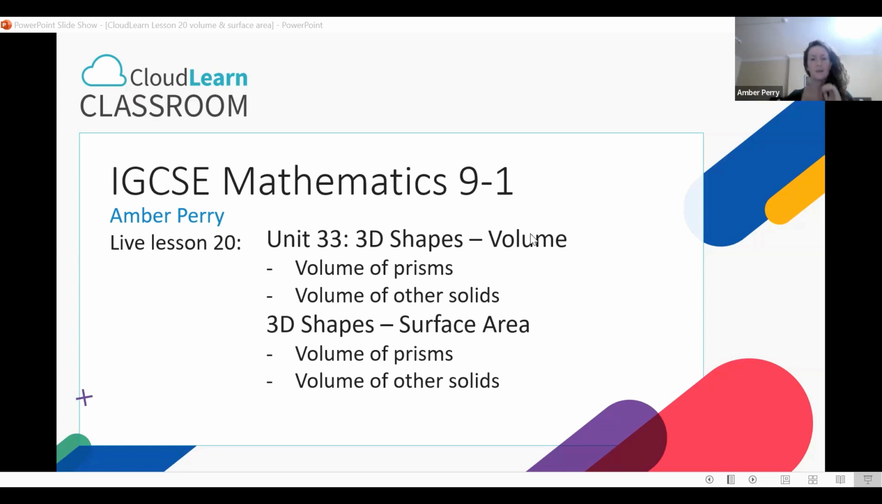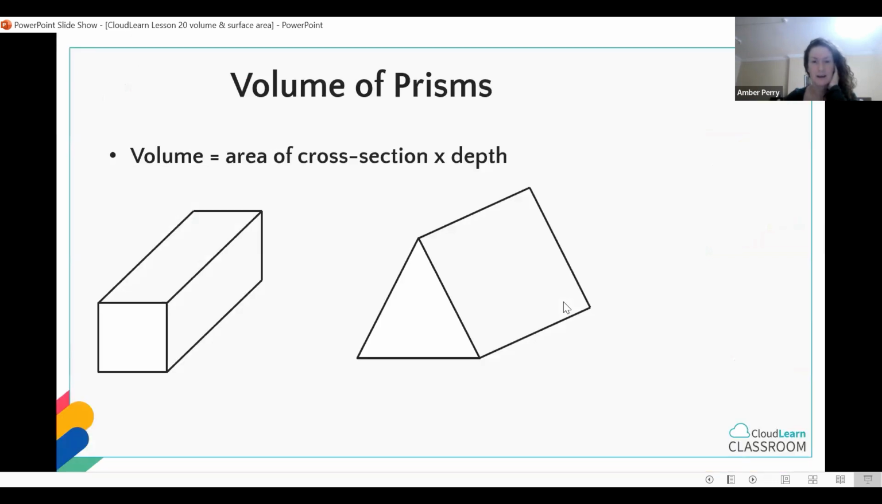Okay, so 3D shapes, let's have a start by looking at the volume. Now, there are two different types of 3D shapes. There are prisms, and then there are pyramids. There are also spheres and stuff, so there's more than two types. But the two main types that we look at are either prisms, and that's anything like this, or a pyramid as well.